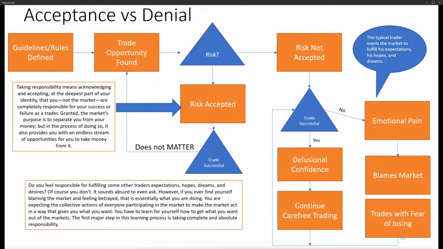failing. You're going to have emotional pain. You're going to blame the market. You're going to trade with fear of losing. Once you get that, you're going to continue taking trades and just repeating the cycle. And then you'll hit a couple of trades and you'll be like, oh man, I understand it now. And you'll deposit more money. Then you go back to your old self and you just keep repeating the cycle.